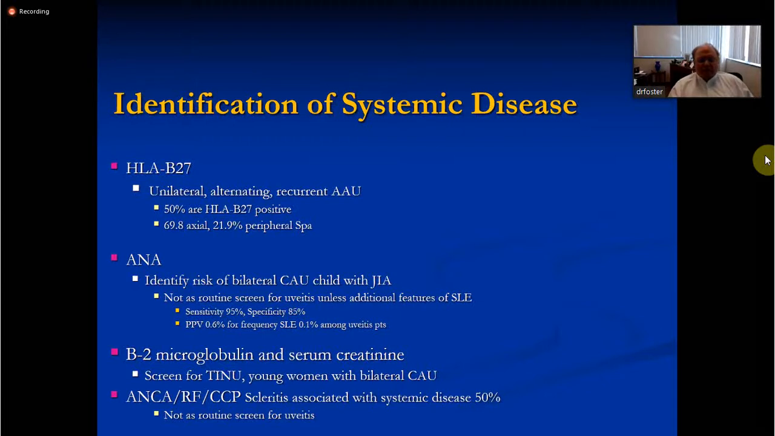ANCA is not a routine test for uveitis. It's not common. I see a lot of it because the patients that I see are often with systemic disease and specifically with a systemic vasculitis.